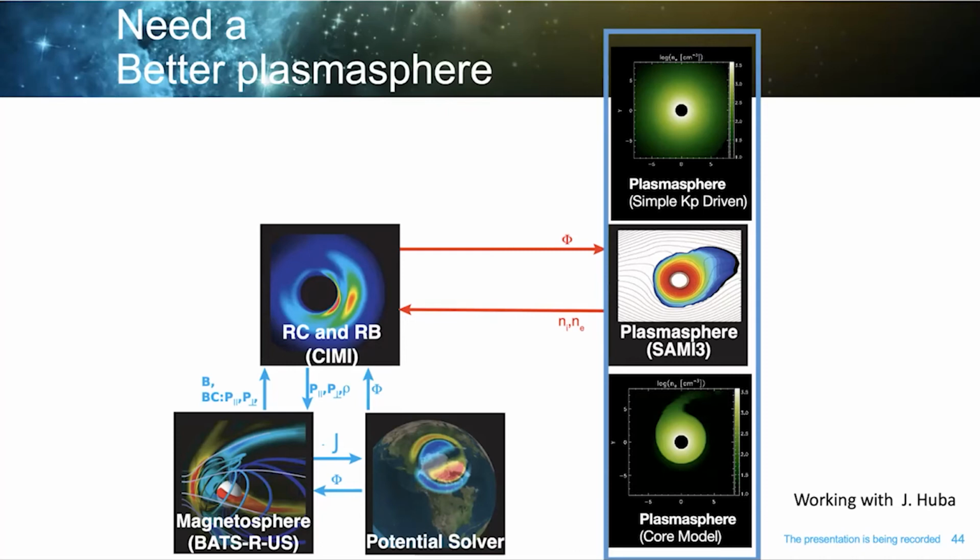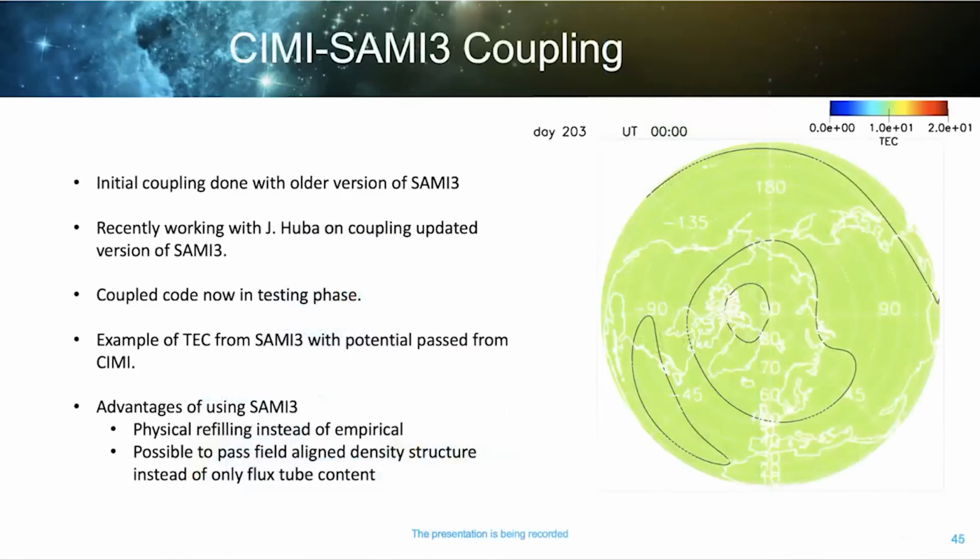And so what we've been doing for a number of years now, I've been working with Joe Huba in order to include an improved plasmasphere into this coupling, in particular coupling the SAMI3 plasmasphere with SIMI. SAMI3 has a lot of advantages. First of all, we can get a physical refilling rate instead of the empirical refilling rate. It's possible to pass the field line density structure instead of only the flux tube content. So it's many fewer assumptions, a more physical representation.